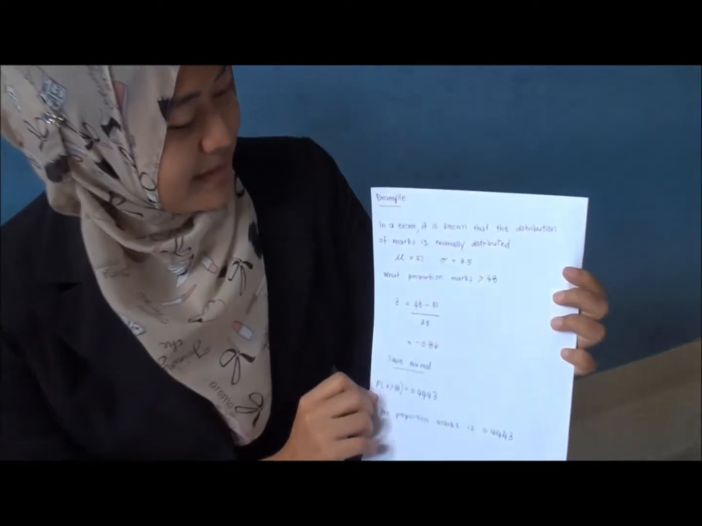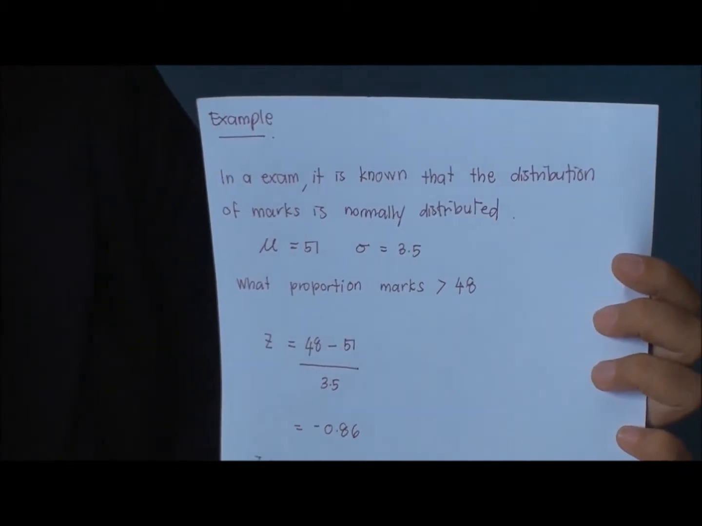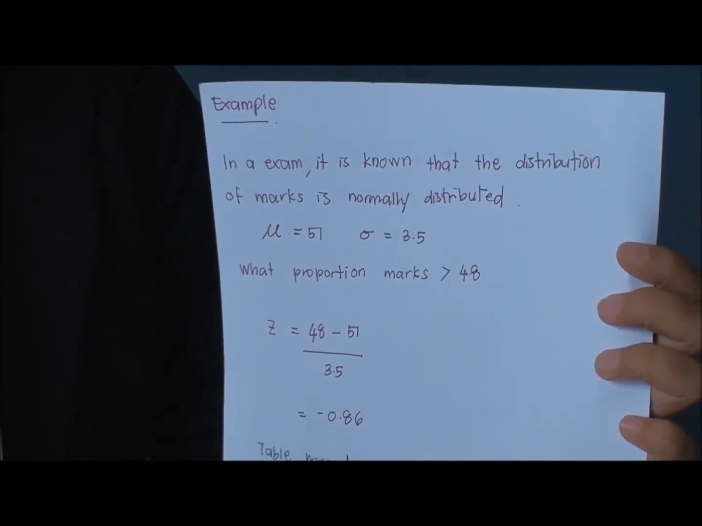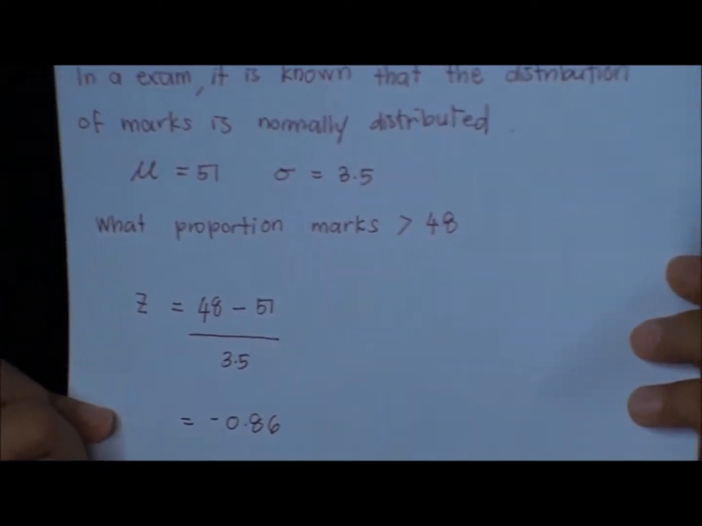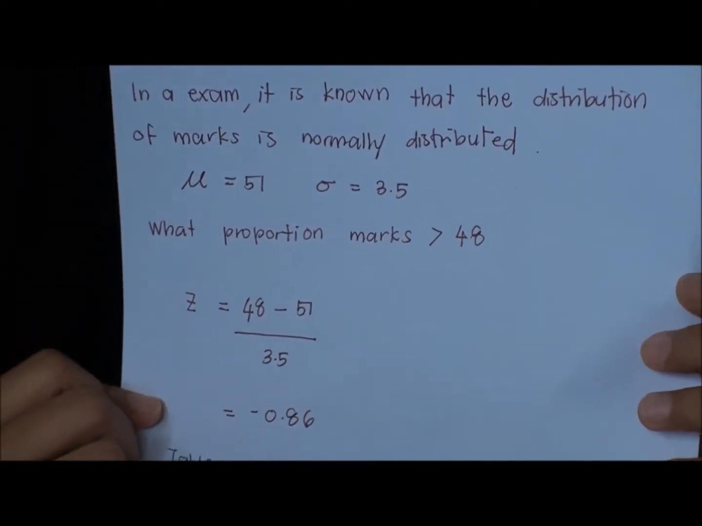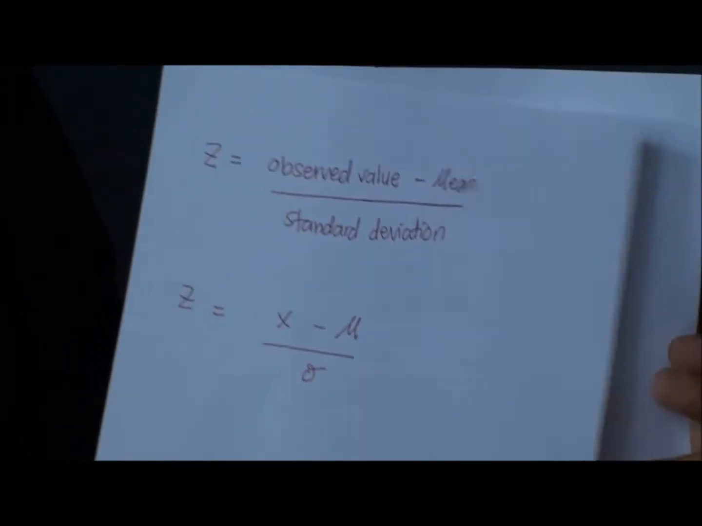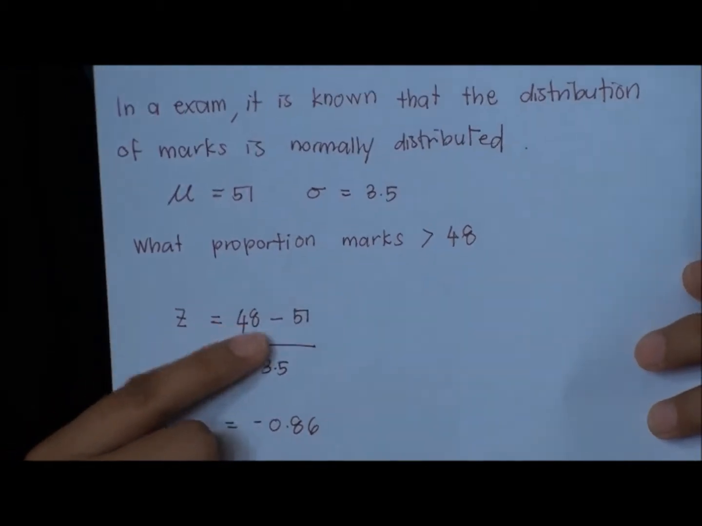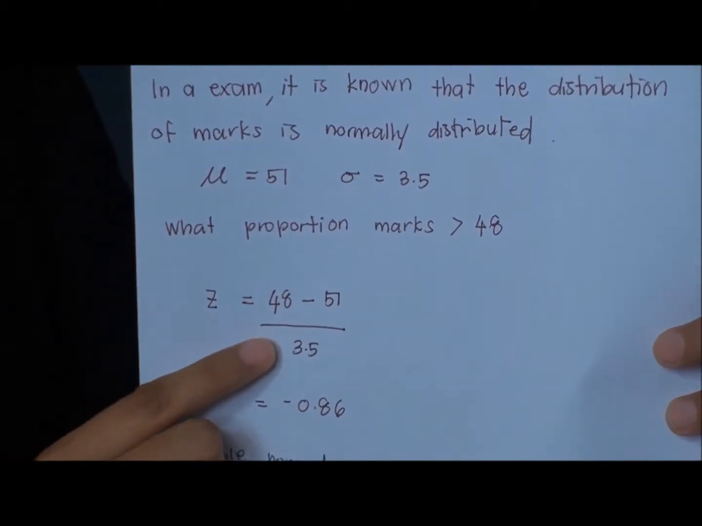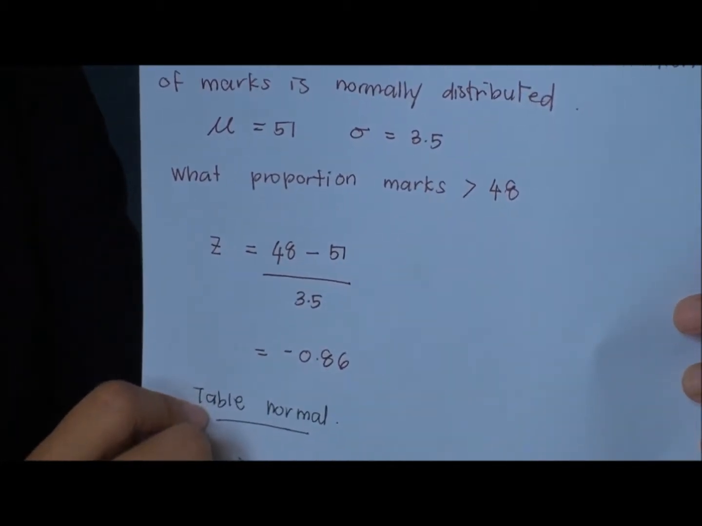The second example is, in an exam, assume that the distribution of marks is normally distributed. Mu equals 51 and sigma equals 3.5. What proportion of marks is more than 48? So we plug into the formula x minus mu over sigma. The value of x is 48 and mu is 51, over 3.5. We will get negative 0.86.